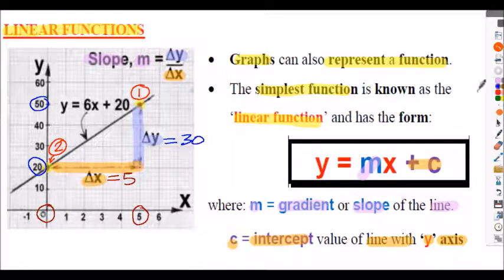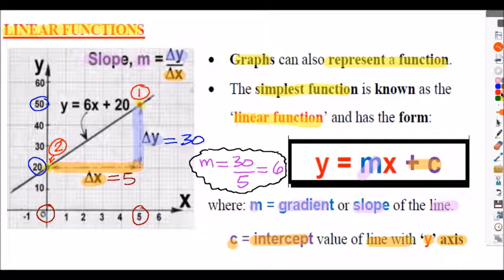Now we can work out the gradient m. The gradient m is equal to 6, and we can clearly see the intercept, which is the intercept of the line with the y-axis, is 20. So in this particular case, the equation of the line is y is equal to 6x plus 20. That's in the form of y equals mx plus c. We'll consider in greater detail the process for finding the equation of the line later on in this presentation. But that gives an insight in how to find the equation to a straight line.